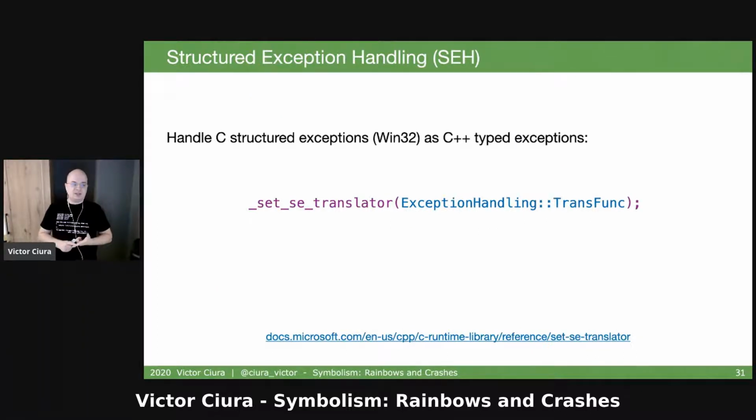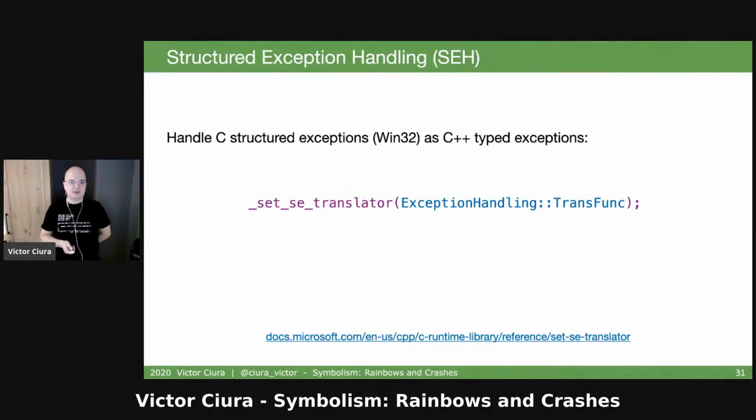And first thing, you want to handle C structured exceptions. Those are the legacy, old-fashioned, let's say, Win32 exceptions. You want to handle those as C++ typed exceptions. And there are functions in the C runtime that Microsoft provides to handle this translation. You have to do a little bit of the work yourself, and I'm going to show you exactly what this entails. But you do have help from the CRT.